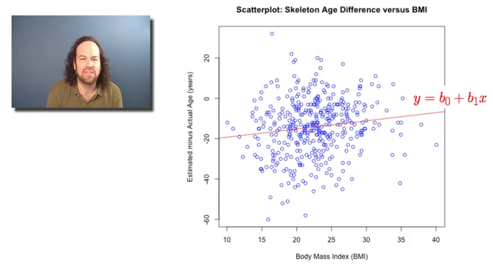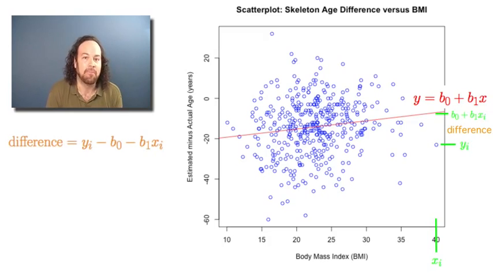Well, we can think that at a given point xi, the line value would give us a value for y, which is equal to b0 plus b1 times xi. But the observed value for y is the yi. And the difference between these two values, or the residual, is just yi minus b0 minus b1 times xi. We'd like to make these differences be as small as possible.